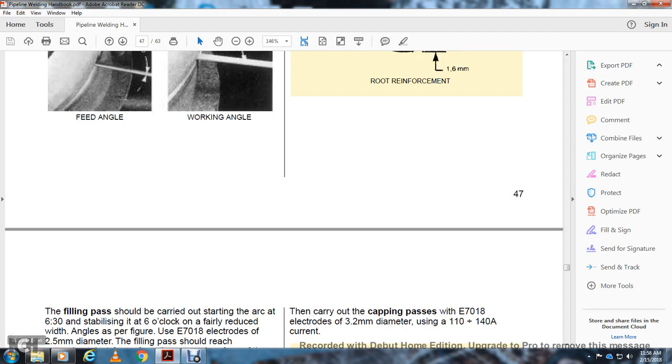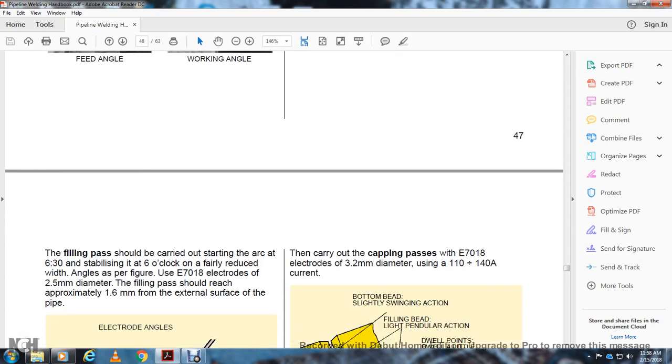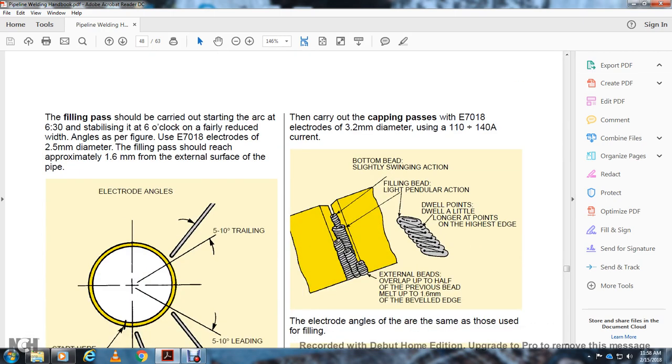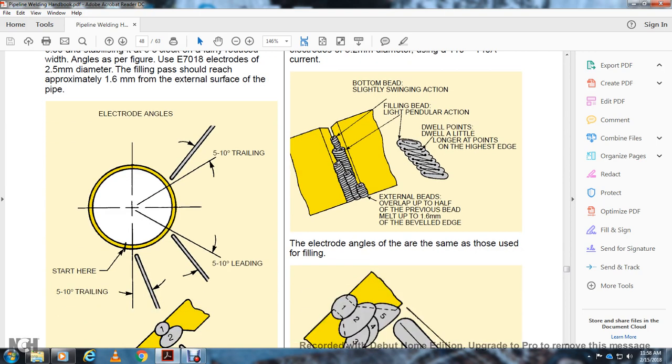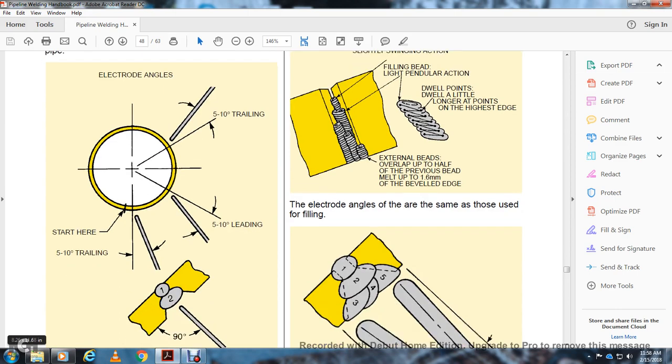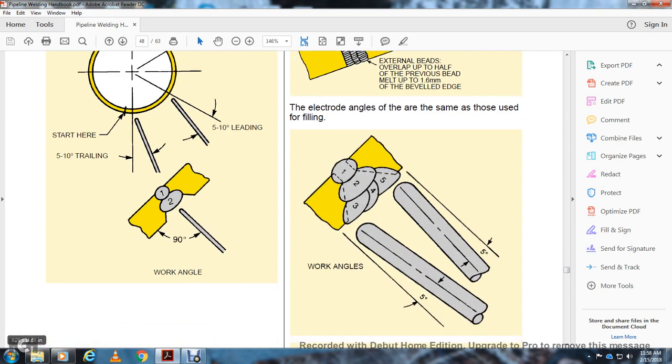Starting at 6 o'clock, with the E7018 electrode, 2.5 millimeter. The filling pass should be reached with approximately 1.6 millimeter for the external surface of the pipe. The electrode angle of the 510 millimeter leading, 510 trailing, 510 leading, and start here with 510 trailing with 1 and 2 pass working angle to 90 degrees.